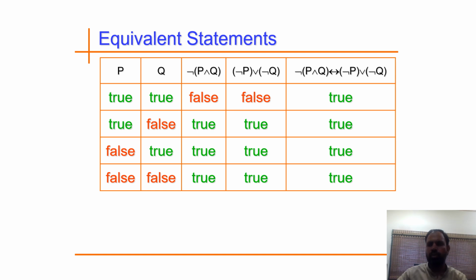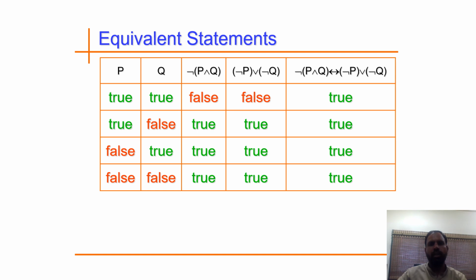If both values are true, then P and Q is true, and the negation turns the true value into false. Now if P is true and Q is false, then the result of P and Q will be false, and the negation makes this statement true. If one is false and the other is true, then P and Q will be false, and the negation makes it true. If both are false, then P and Q will be false, and the negation makes it true.